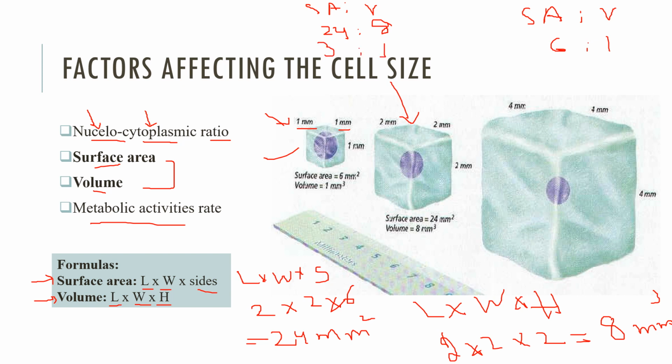So here in the second case the surface area to volume ratio is less, 3:1, and in the first case the surface area to volume ratio is more, that is 6:1. So by increasing the cell size, the surface area to volume ratio decreases. That's why cells of small size are very efficient, and in case of plants and animals, cell size is small, and the smaller cell size is more efficient.